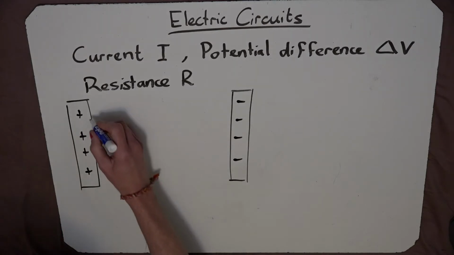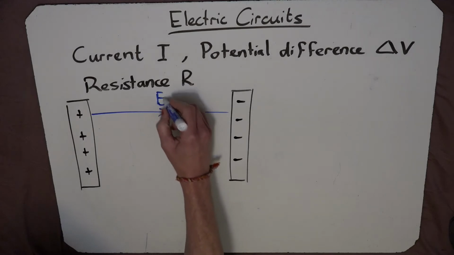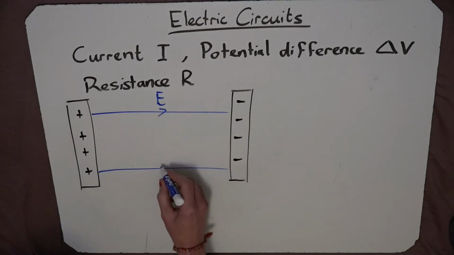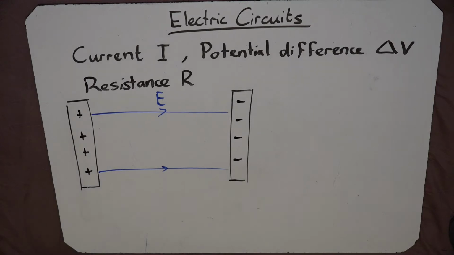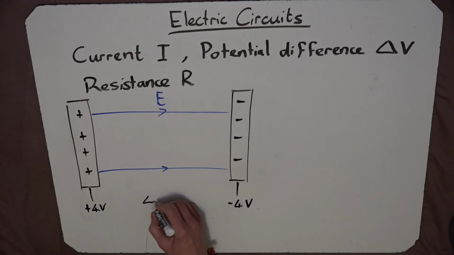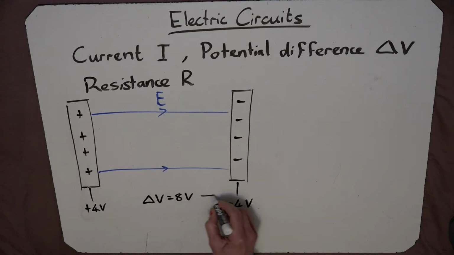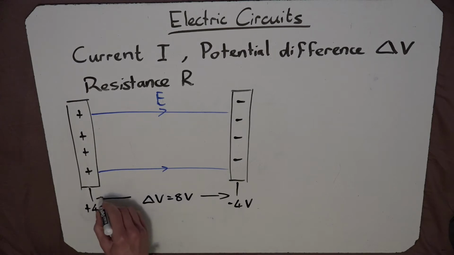The resulting electric field between the plates can be represented both with E field lines stretching from the positive plate to the negative plate, and I can also say the two plates have different potentials. For example, let's pretend that the positive plate has a potential of plus 4 volts, and the negative plate has a potential of negative 4 volts. That means I've established a potential difference, delta V, between the plates equal to 8 volts.